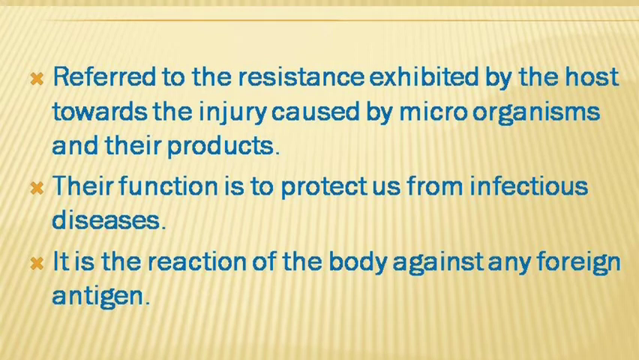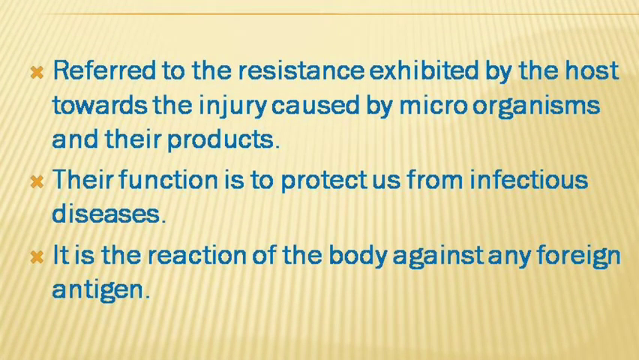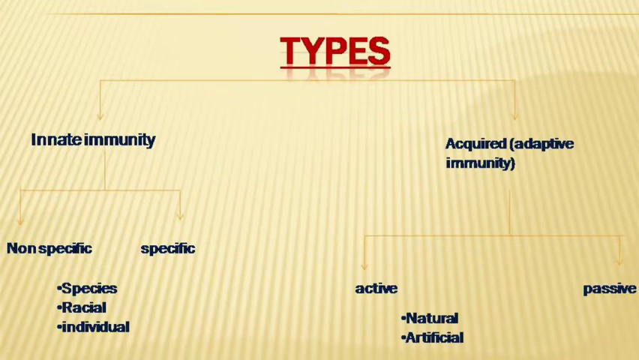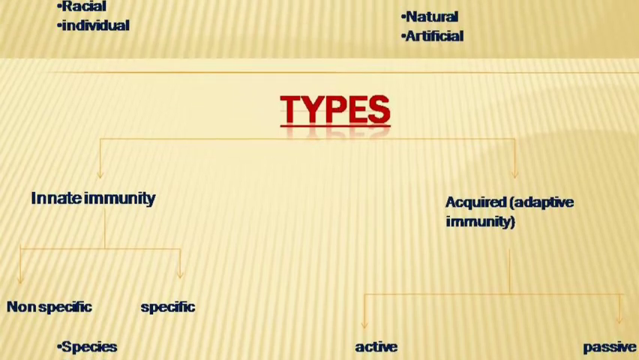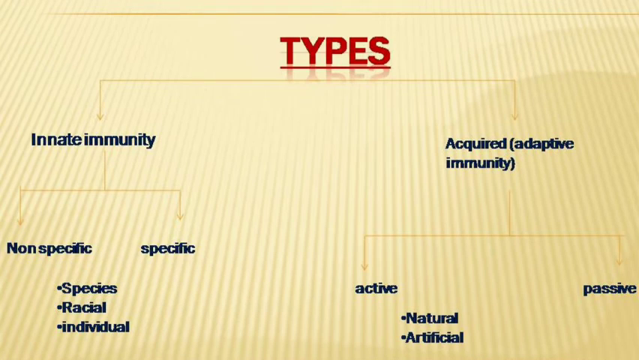their products. Its function is to protect us from infectious diseases, and it is a reaction of the body against any form of antigen. So, two types of immunity are present: innate immunity and acquired immunity. Innate immunity is again divided into non-specific and specific, which is again classified into species, racial, and individual. Acquired or adaptive immunity is again classified into active and passive immunity, and these are again classified into natural and artificial. So these are the two main categories: innate immunity and acquired immunity.